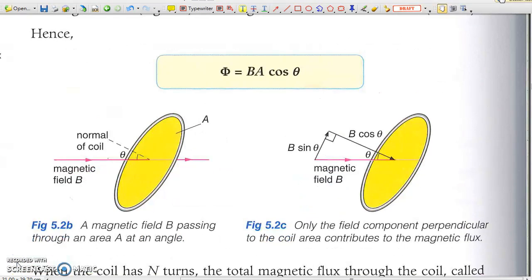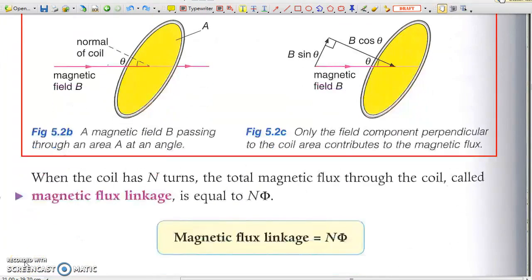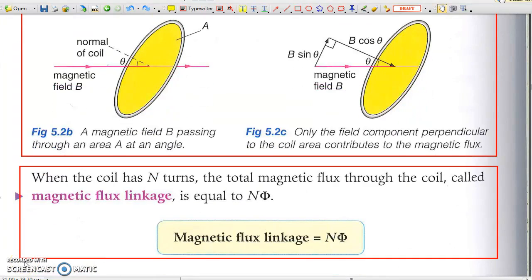In case the area and the field lines are not perpendicular, the component of the area or the component of the magnetic field perpendicular is first calculated. Hence, phi equals BA cosine theta. For the coil that has N turns, the total magnetic flux experienced by the coil is N phi that equals NBA cosine theta, which is called magnetic flux linkage, which is very important when we apply Faraday's law.